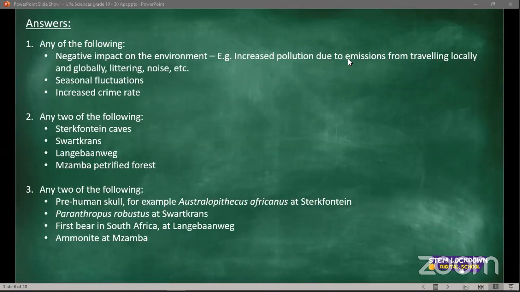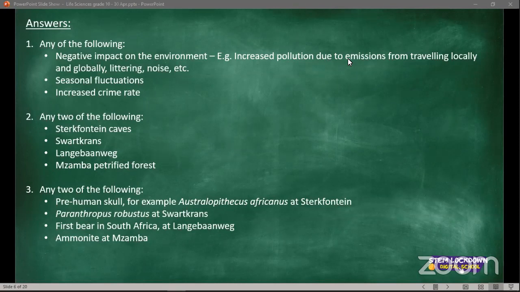Yes, Nelly says some people might get robbed because they are tourists. That's correct. And Letaba says people steal fossils to sell at private auctions. That's also correct. Even tourists do steal these fossils. So hence the increased crime rate. I hope I have cleared the confusion, Carl.